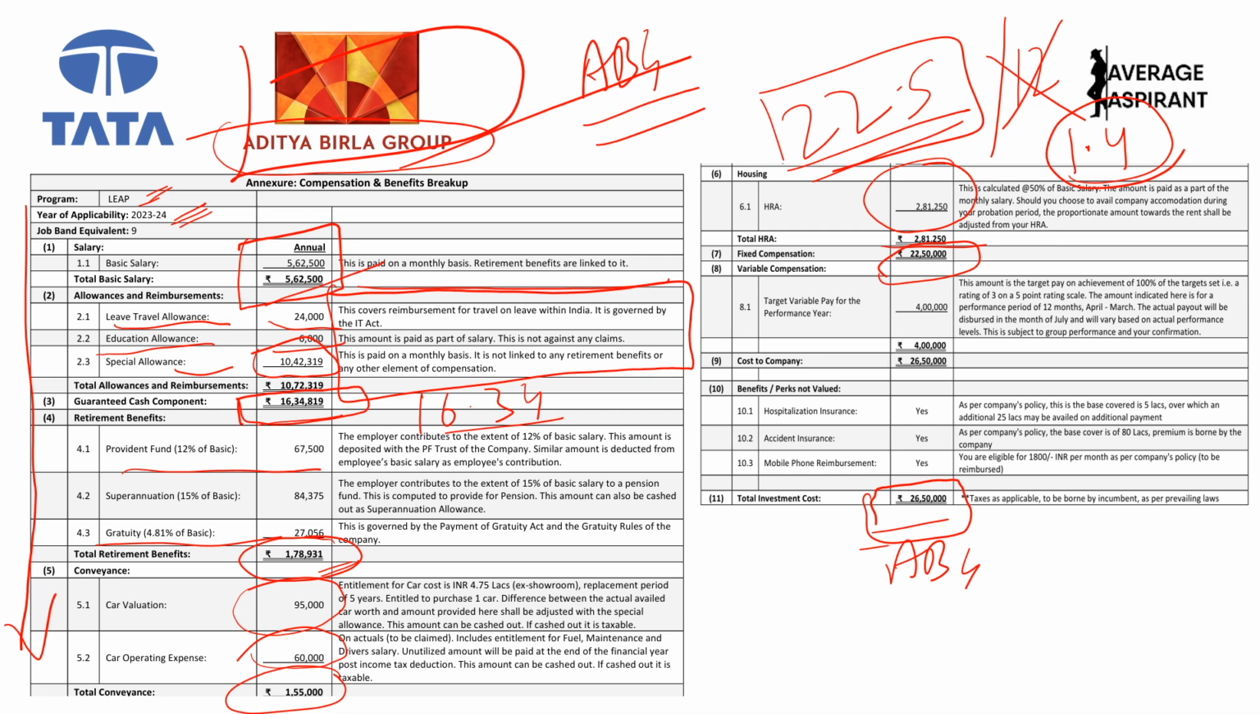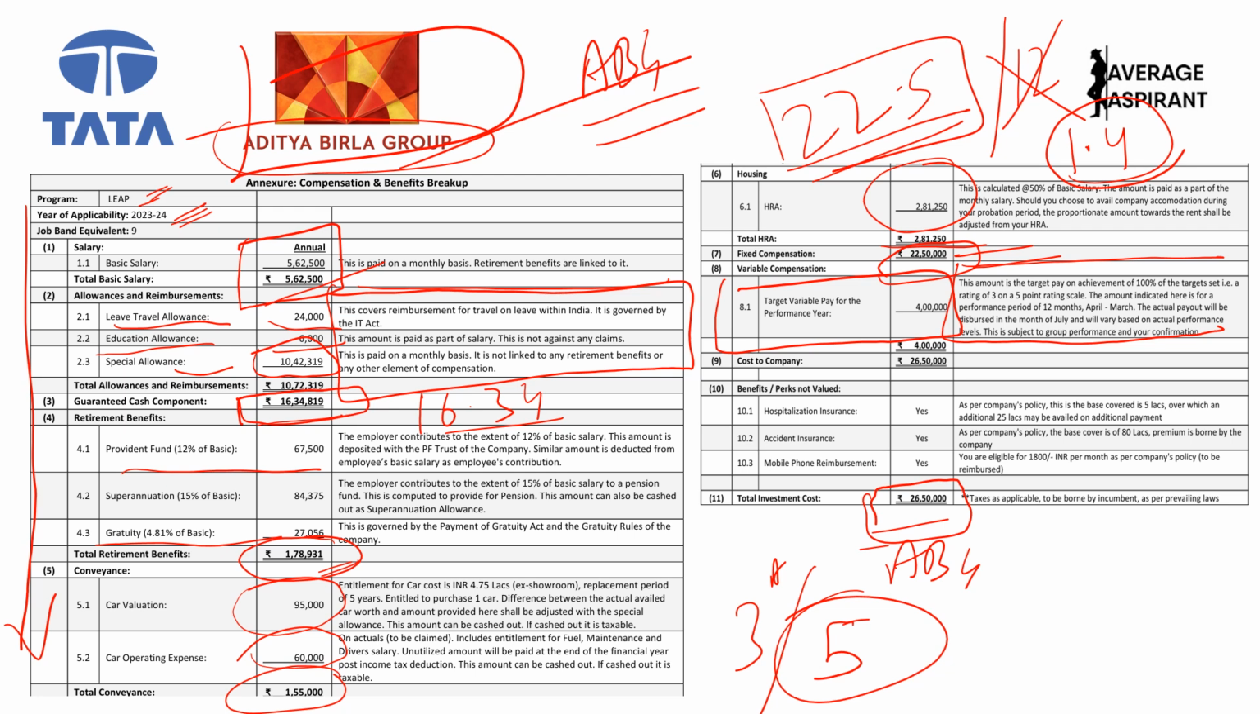Now, apart from this fixed component 22.5, there is the target variable pay of 4 lakhs. See, it is written this amount is the target pay on achievement of 100% of the targets. That is rating of 3 on a 5-point scale. So they internally have a 5-point scale in which you will have to score at least 3. Only then you will be eligible to get this particular amount. Right? Amount here indicated is for performance period of 12 months. Actual payout will be disbursed in the month of July and will vary based on actual performance levels.